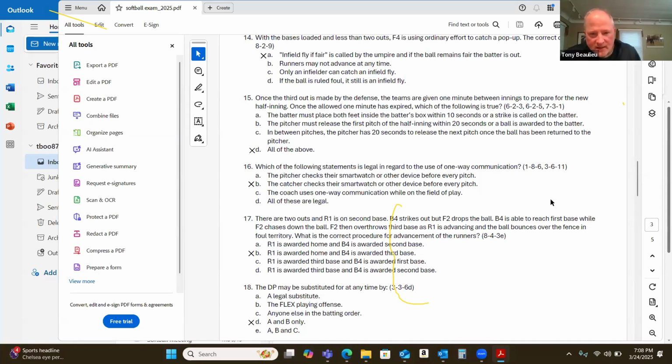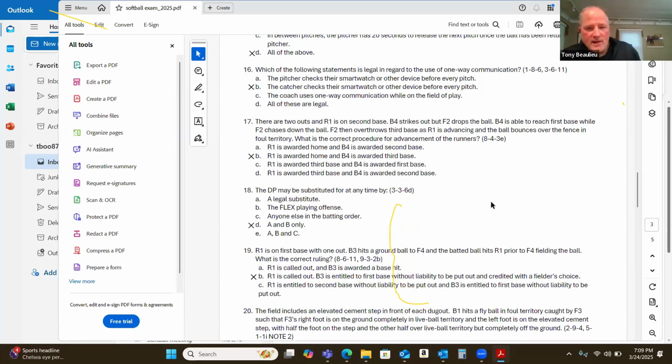16. Which of the following statements is legal in regard to the use of one-way communication? The batter checks their smartwatch or any other device before the catcher checks their smartwatch or any other device before every pitch. So like we said, the coach from the dugout can text or however they want to communicate to the catcher what the pitch is. But that's one-way. The catcher doesn't communicate back, and the coach doesn't communicate to other players that are on defense. It's only for the coach in the dugout to the catcher. So the answer is B for 16.